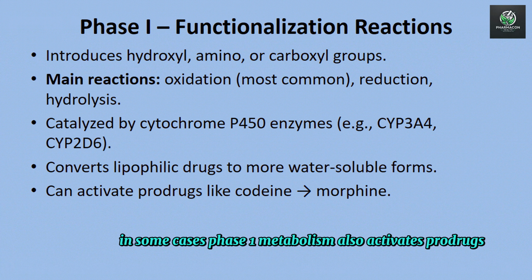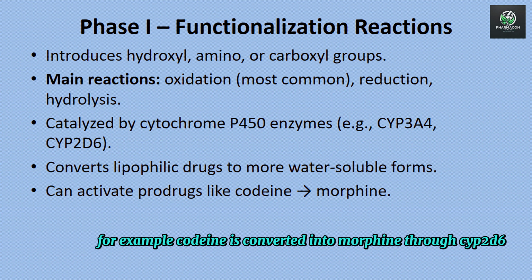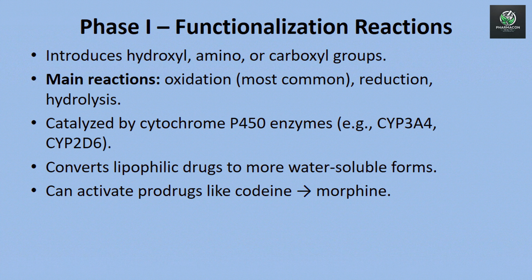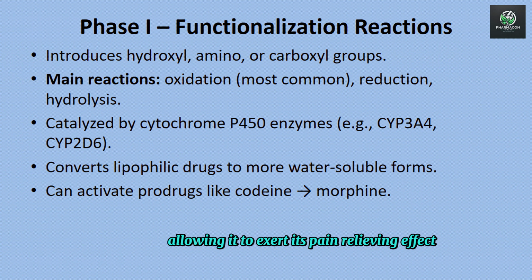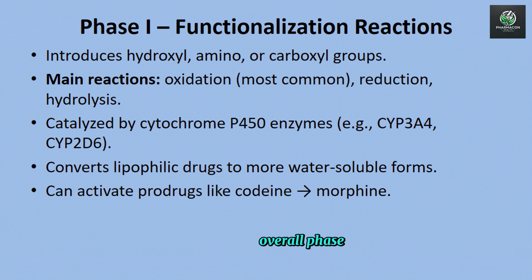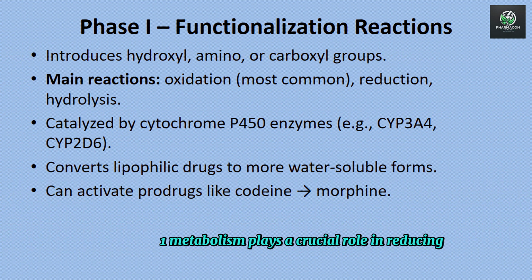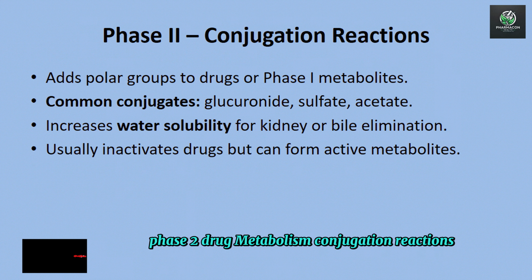In some cases, Phase 1 metabolism also activates prodrugs. For example, codeine is converted into morphine through CYP2D6, allowing it to exert its pain-relieving effect. Overall, Phase 1 metabolism plays a crucial role in reducing drug persistence in the body and preparing drugs for Phase 2 conjugation. Phase 2 drug metabolism, conjugation reactions.